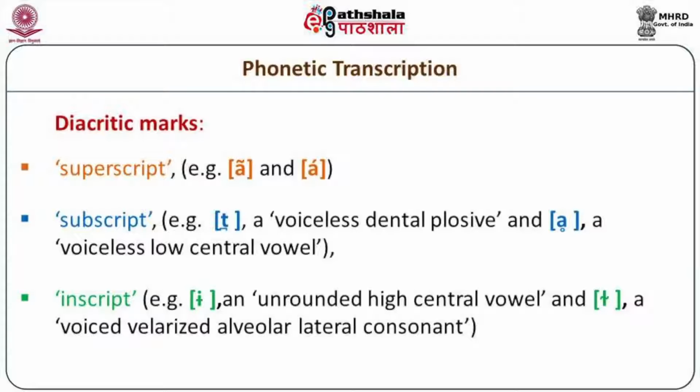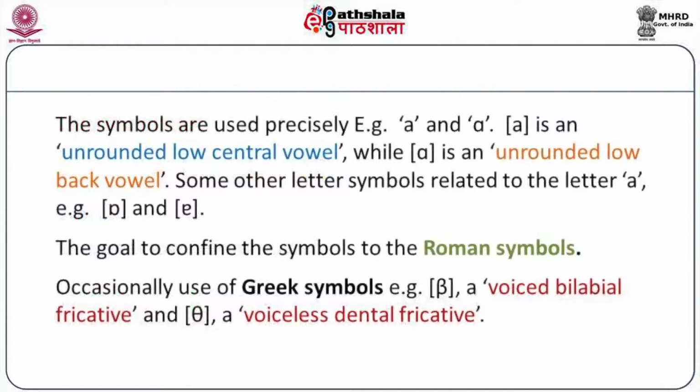For example, look at the variants of the letter A. There are two different shapes of the small letter A. One of them is used in printed texts with conventional spelling, while the other is close to the one used more commonly in handwritten texts. Yet the two symbols signify different sounds. One of them is an unrounded low central vowel, while the other is an unrounded low back vowel.